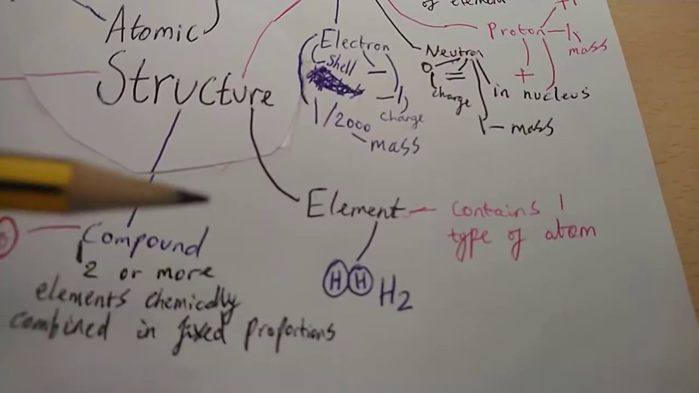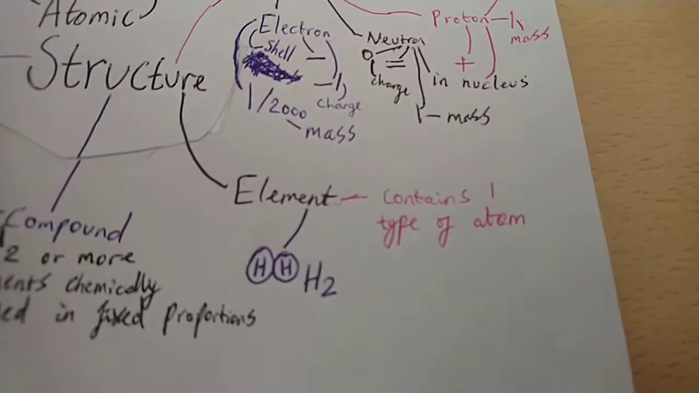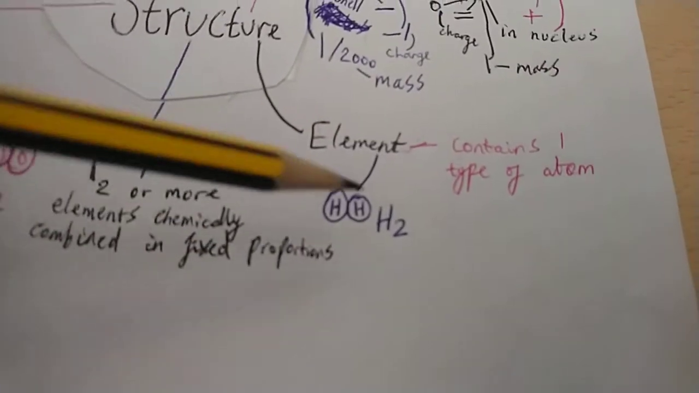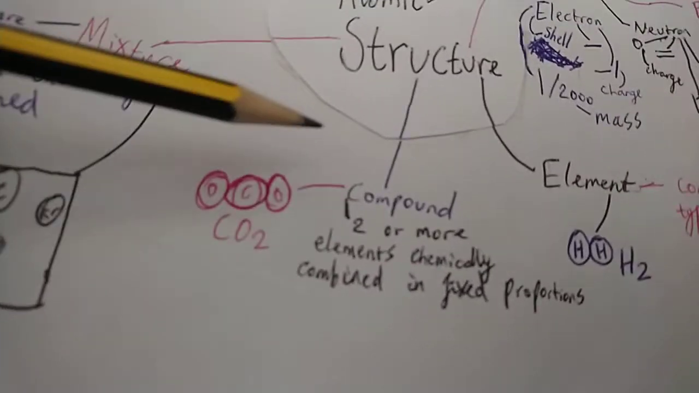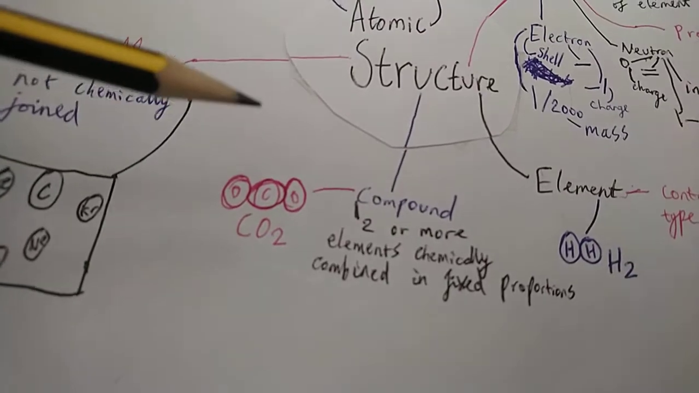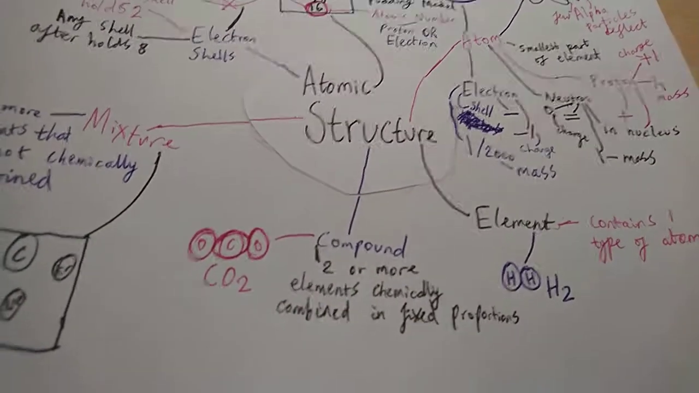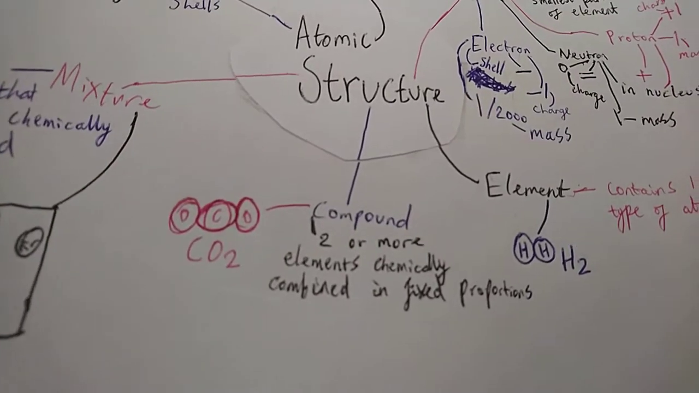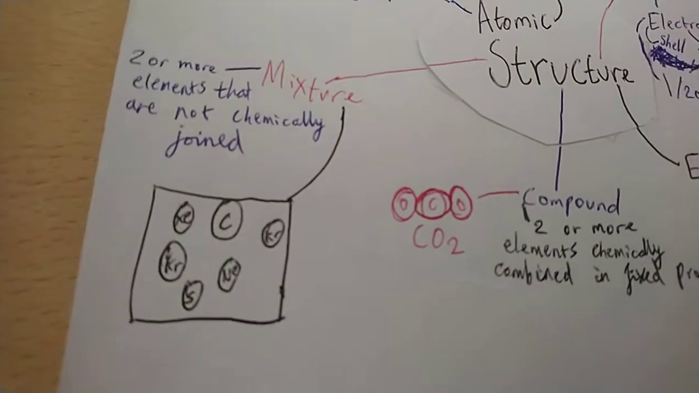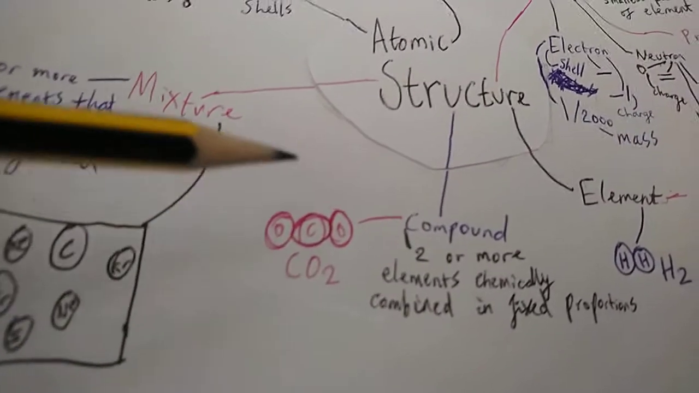The last bit on atomic structure is that an element contains one type of atom. For example, this H2 here just contains hydrogen. A compound contains 2 or more elements chemically combined in fixed proportions. The fixed proportions bit is important, as is chemically combined, because if it's not chemically combined, then it's just a mixture. It's just a load of elements that are not chemically joined. If it's chemically combined, it becomes a compound.